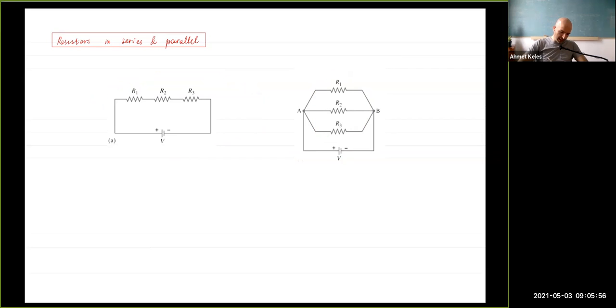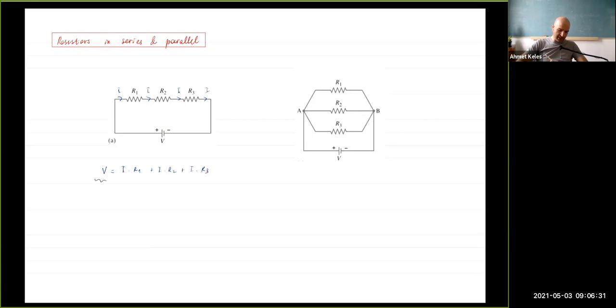So the current I here is the same as I here, and the same as I here, and the same as I here, right? So for the given current, I can calculate the voltage difference here, and here, and then here. But if I sum these three things up, it should be equal to this. So let me write this. V is equal to I times R1 plus I times R2 plus I times R3.